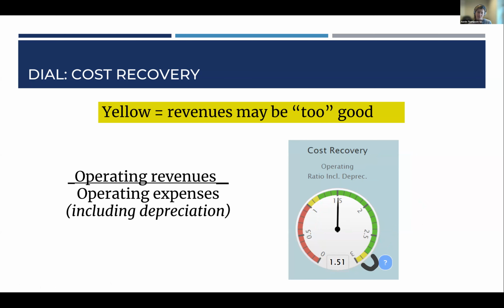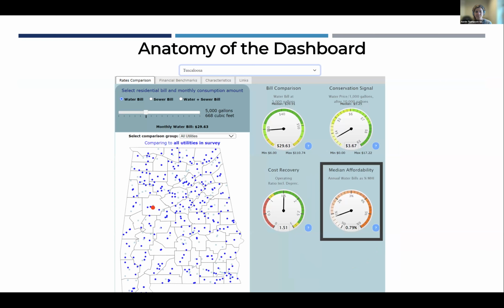And maybe it is that a utility wants to pay cash for some sort of big asset, so they have some sort of reason for collecting this much revenue over their expenditures. But again, we just say this is an opportunity to take a step back and look at everything and just make sure that the numbers are correct, and make sure that we're on the right path in terms of how we're setting our rates. Okay, so that's the cost recovery dial.